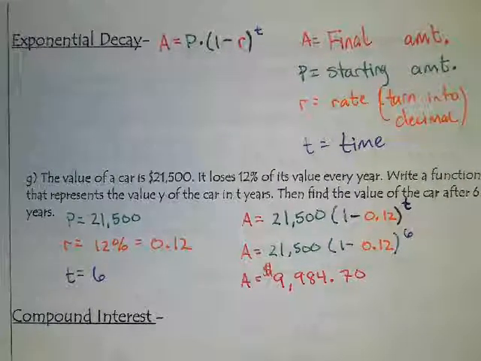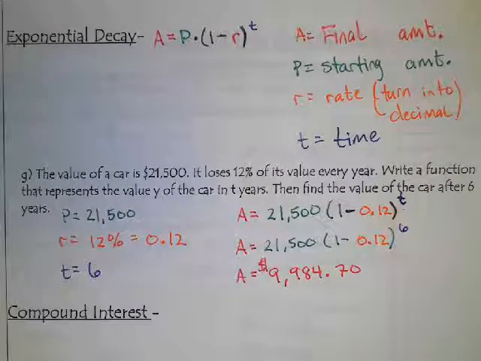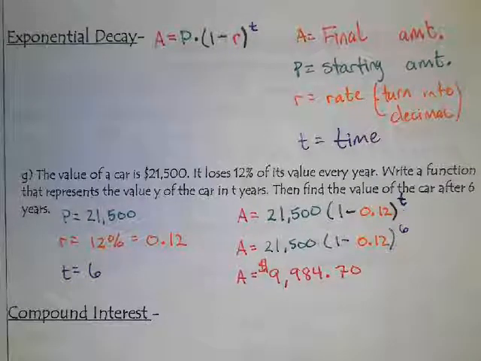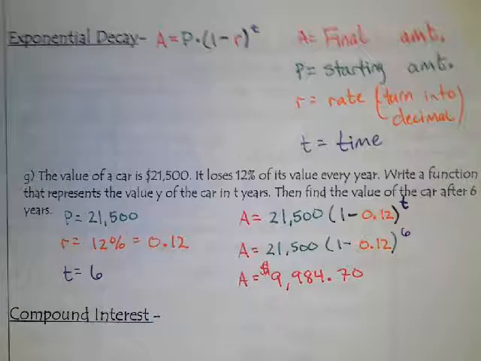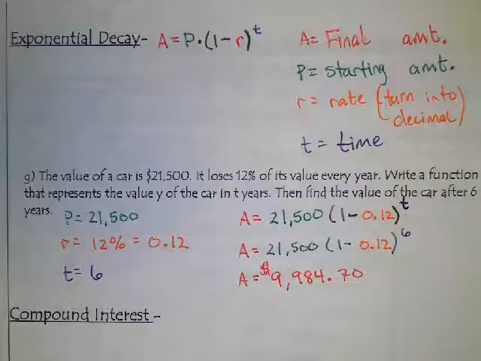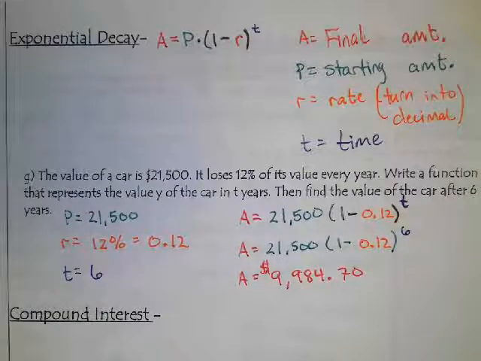So by losing 12% of its value every year, it's gone down quite a bit. It's also almost half of its value over a 6-year span. Okay, so that's how we find decay.